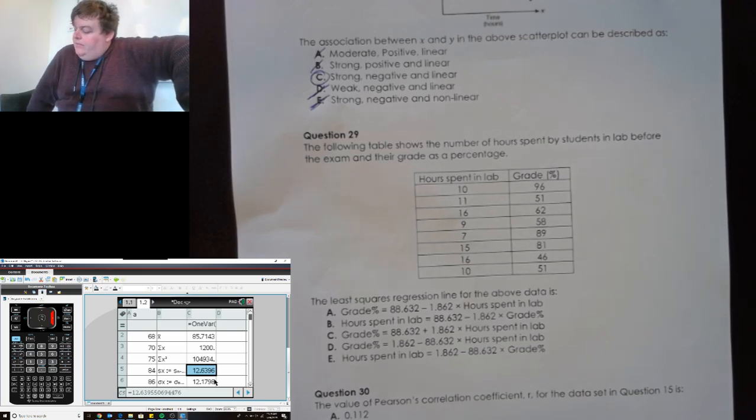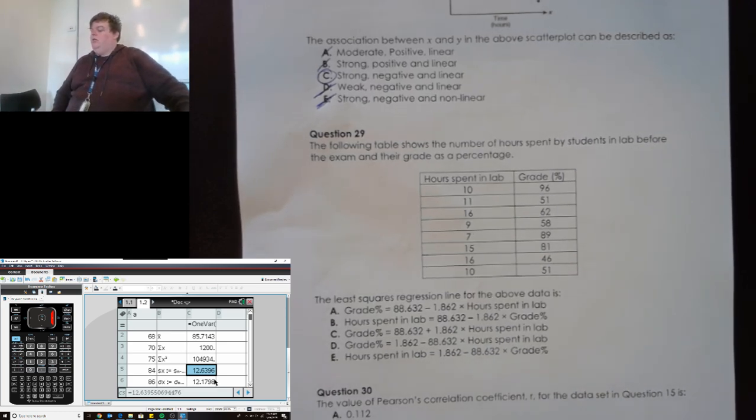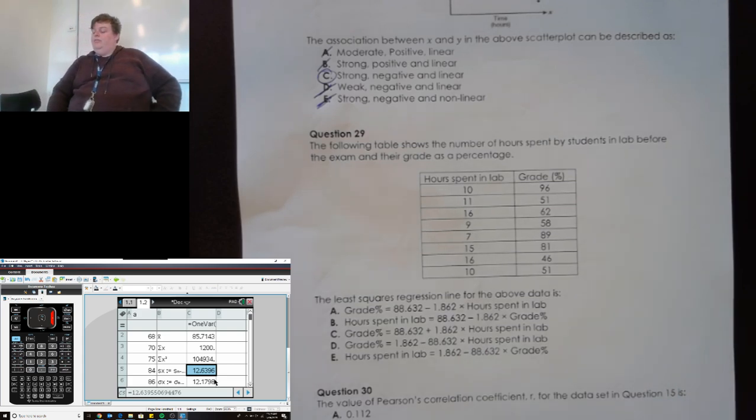The following table shows the hours spent by students in a lab before an exam, and then their grade as a percentage, their grade given that time. The least squares regression line for the above data is, okay, I can rule out a couple of these straight away. We need to figure out which is the y and which is the x. Remember that the x explains the change in y.